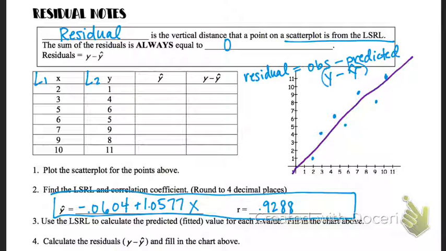Okay, so the next thing it wants us to do is to calculate the fitted value. So basically, all of my predicted values go into my list 3. But since we know that our list can act like an Excel spreadsheet, and that we can actually plug in a formula, how could I get all of these to produce my predicted y? How could I figure that out? Yeah, so I could type in the LSRL into the top. So does everyone remember how to do that?